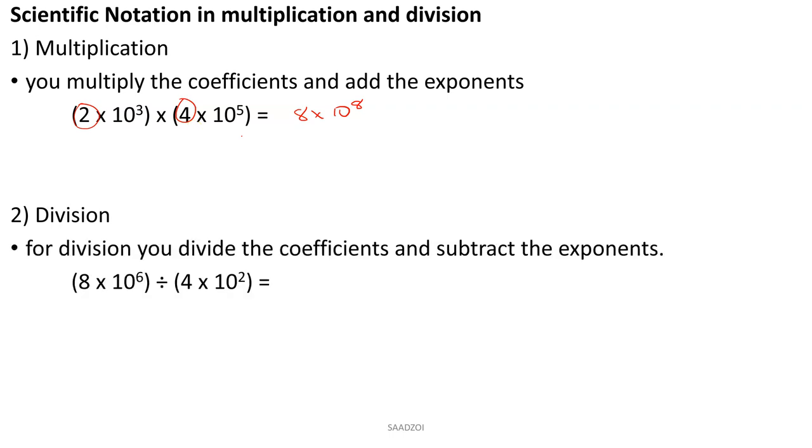For division, same concept. You divide instead of multiplying in this situation. So 8 divided by 4, which is equal to 2. And then, instead of adding your exponents, you subtract them. So it'll be times 10 to the 4th power, because 6 minus 2 is 4. So those will be your answers if you're multiplying or dividing involving scientific notation.